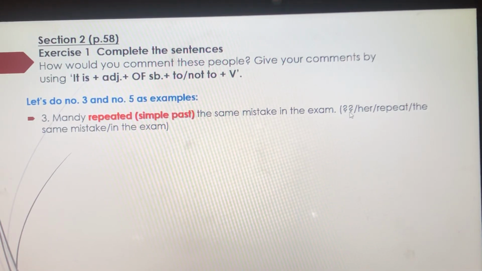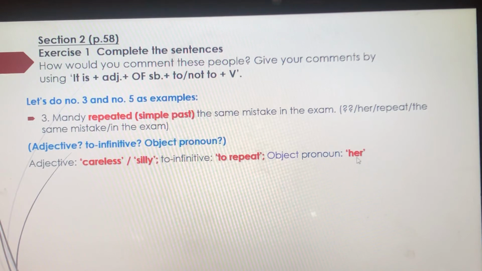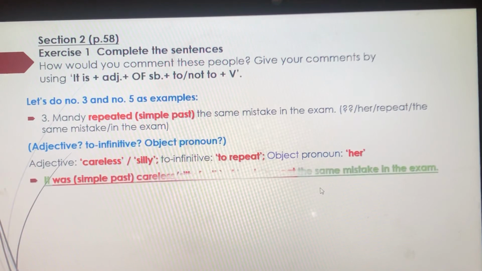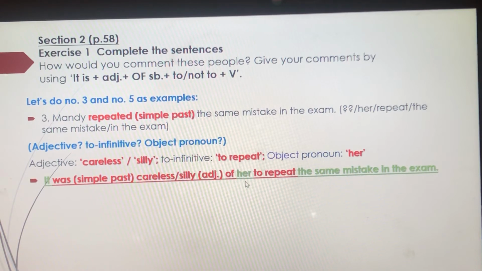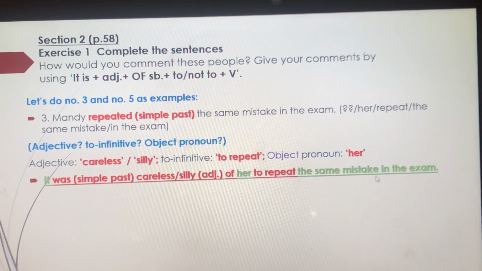Find a suitable adjective, okay? Talking about Mandy. The adjective we can either use careless or silly. Okay, the object pronoun, Mandy, so we use her. Remember, do not say she because we are using it as an object. Okay, so the answer, it was careless of her to repeat the same mistake in the exam. All right, so remember, we are using simple past tense. How do we, well, express the simple past tense? We use it was. Okay?